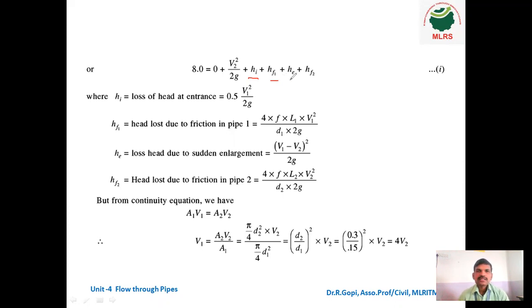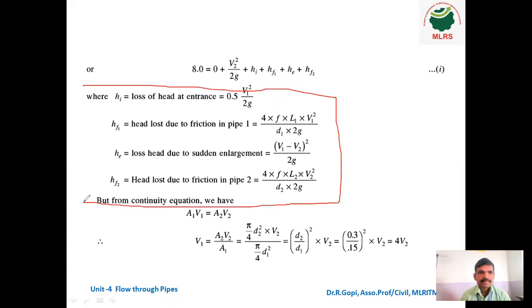Next, loss due to sudden enlargement, or sudden expansion. So HE. And HF2, loss of head due to friction in the second pipe. So we know all the formulas. Here you can see all the formulas. First you must write them.